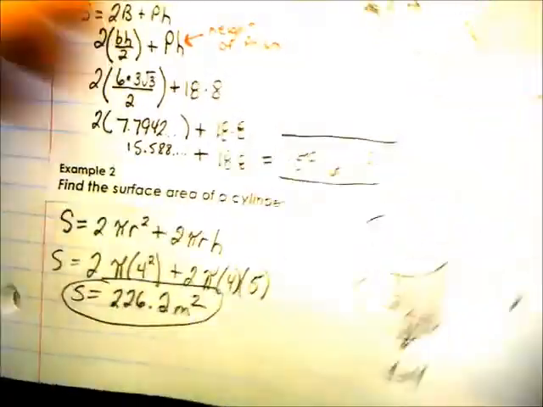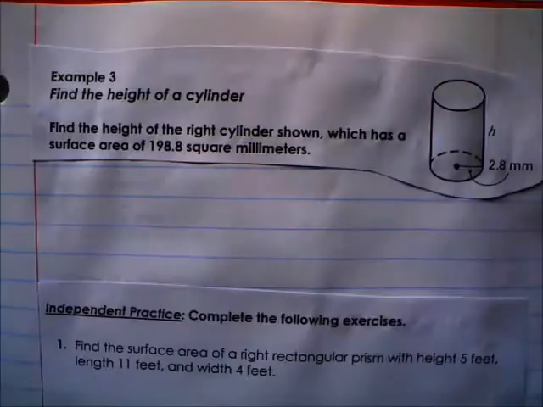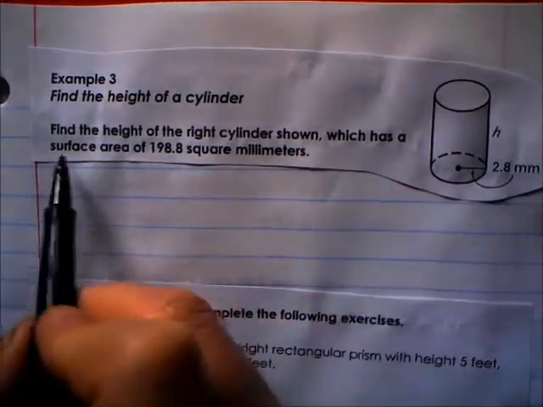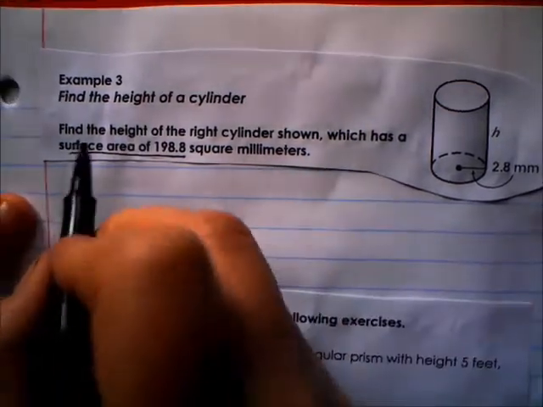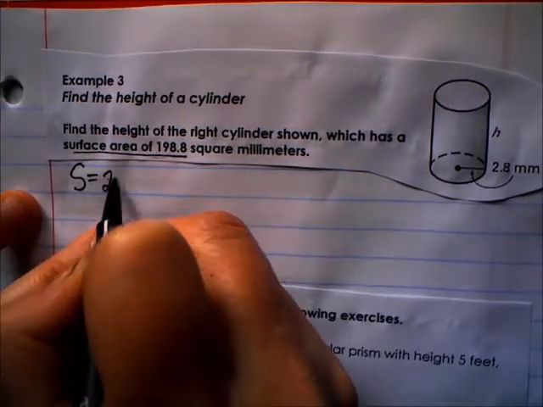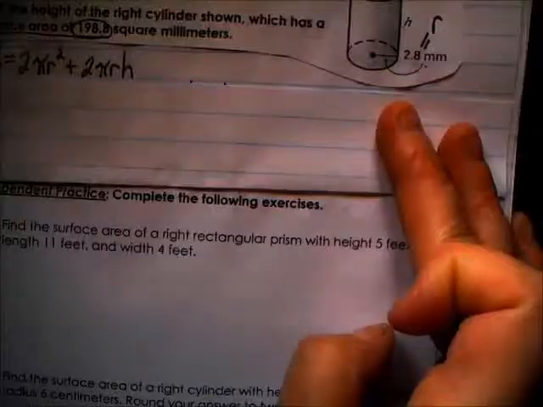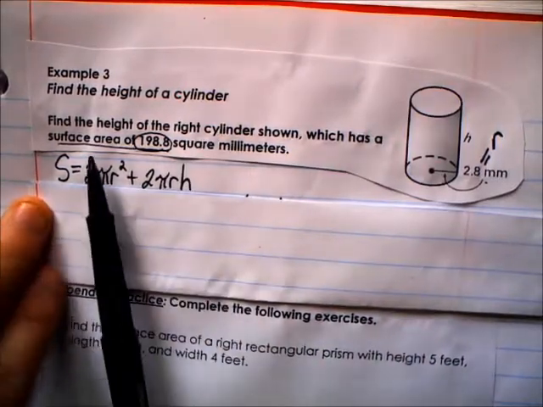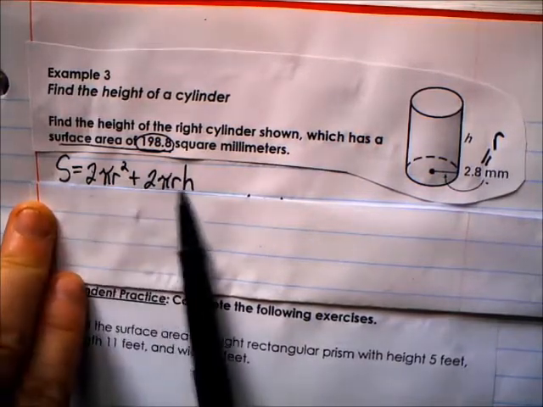Okay, I turn my page and I'm going to go to example 3. On example 3, it says, okay, find the height of the right cylinder shown, which has a surface area of 198.8 square millimeters. So they're giving you the answer. This is still the cylinder, so the formula is still 2 pi r squared plus 2 pi r h. If I look at example 3 here, it has a cylinder given to us, and they tell us the surface area is 198.8 square millimeters, and here's the formula we're looking at.